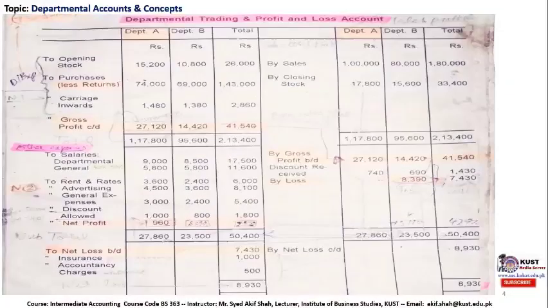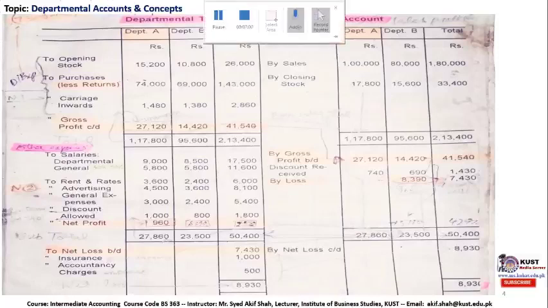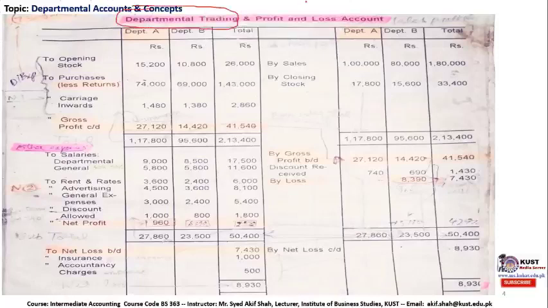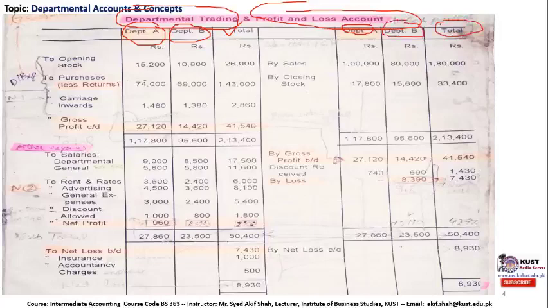So dear student, this is the basic pattern for making the trading and profit and loss account. We are being given two departments, Department A and Department B. Therefore, this is a columnar basis of making departmental accounts, and the final, third column states total amounts. Then we have the right hand side, where once again we have Department A, Department B, and the third column which states the total for both departments.